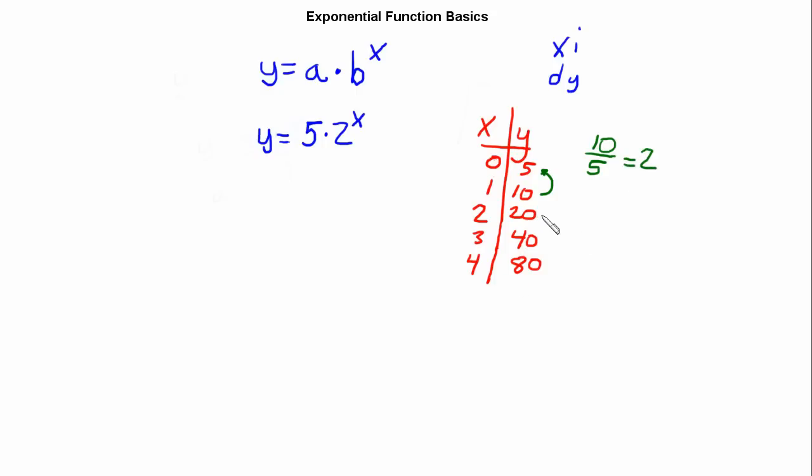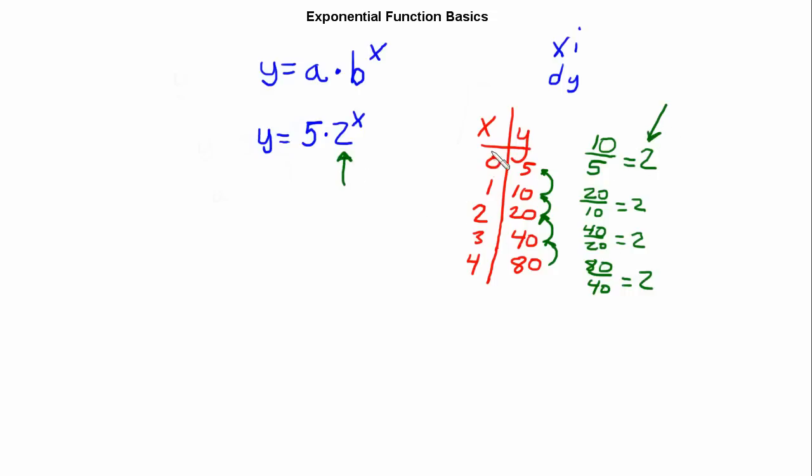Alright, and even if we went down here to 20 and divided it by the number before it, we're going to get the same thing. So we're going to get here 20 divided by 10 still equals 2. We go down here to 40, divide it by the one before it, 40 divided by 20 still equals 2. 80 divided by the one before it would be 80 divided by 40, still 2. Notice this 2 value is our b value right here.